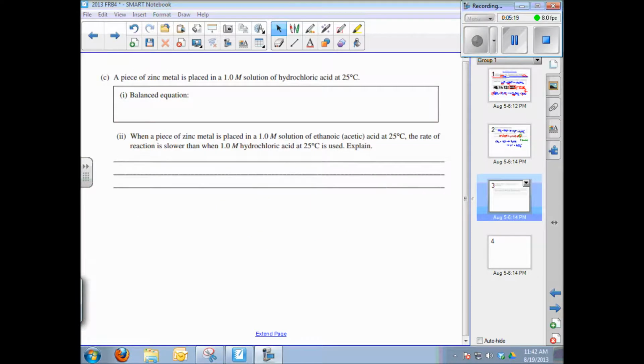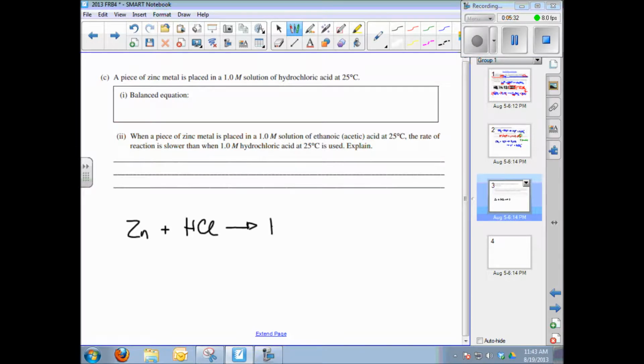Now the third subpart to this question states a piece of zinc metal is placed in a 1 molar solution of hydrochloric acid. Well, you should know this reaction: zinc metal and hydrochloric acid is going to bubble. It's going to produce hydrogen gas and an aqueous solution of zinc chloride. However, there's a little balancing to do. You're going to need a 2 here to balance the hydrogens, and of course zinc chloride is ZnCl2.